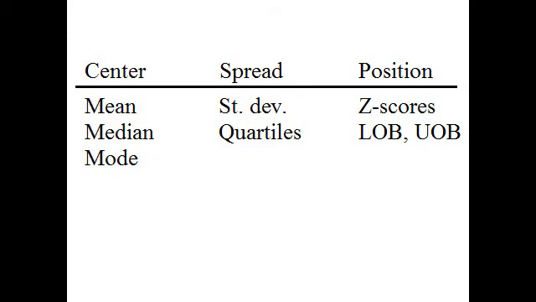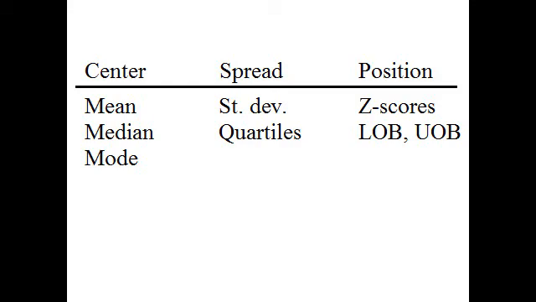In this video, we're going to discuss measures of position, which will help us find outliers in our data set. I'm assuming that you've already watched the videos on measuring the center, measuring the spread, and the empirical rule. So now we're going to talk about z-scores, which go along with the mean and standard deviation.